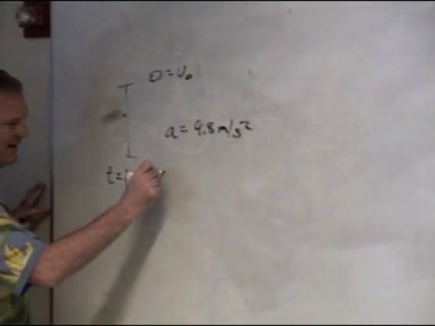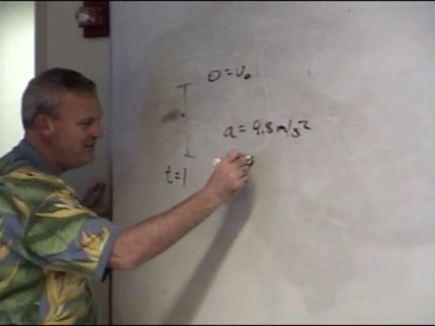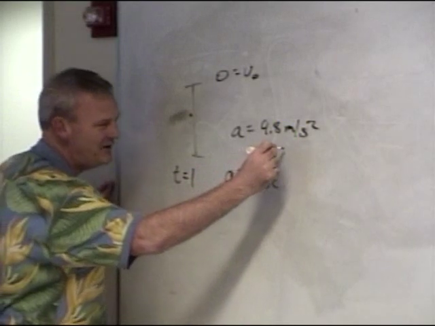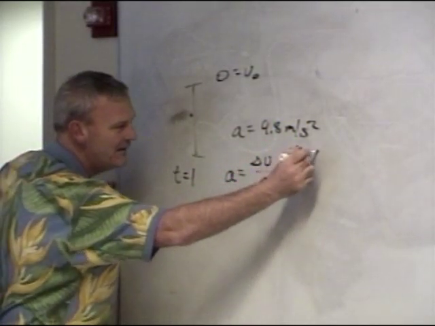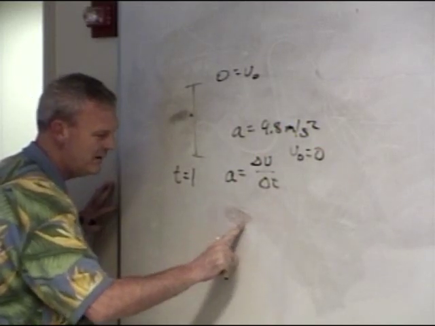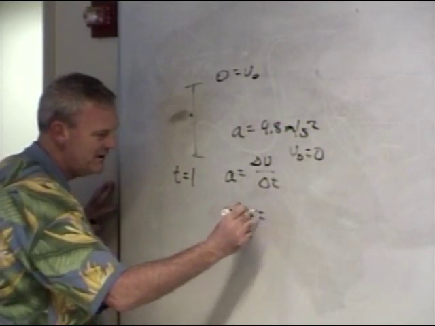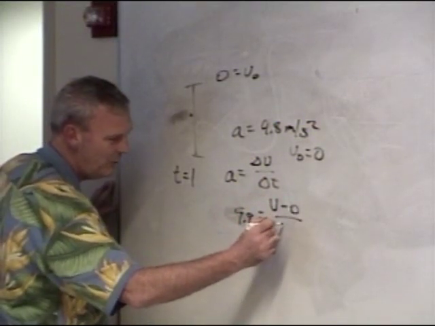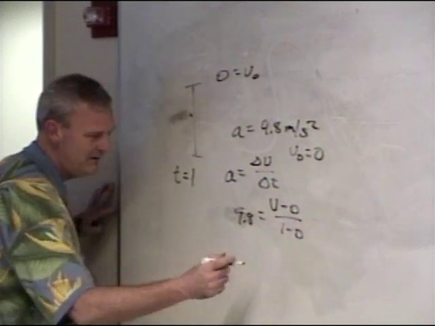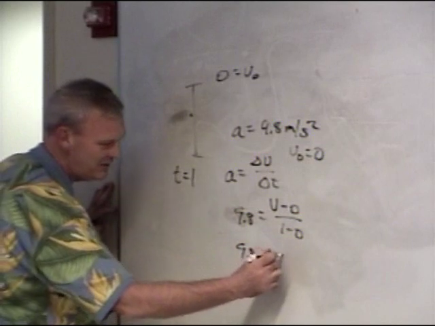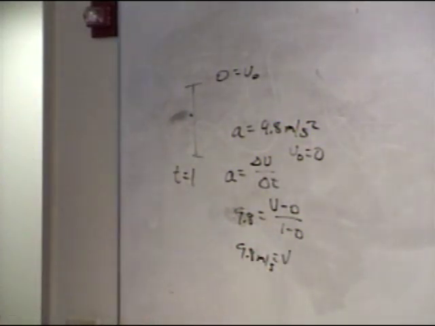Because here's the deal. If a is equal to the change in velocity over the change in time, where my initial velocity was zero, then a is 9.8, which equals v minus 0 over 1 second, which is 1 minus 0. So I multiply that by 1, and I get 9.8 meters per second is equal to the velocity. That's the algebraic way to do it.